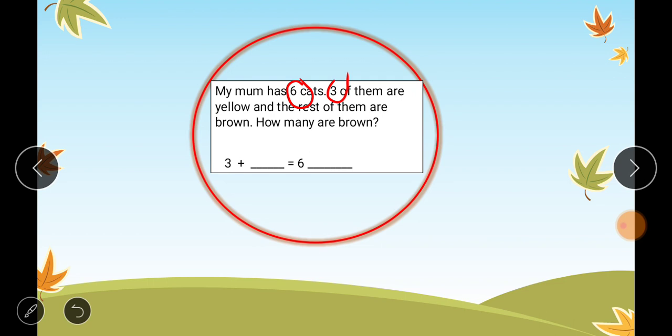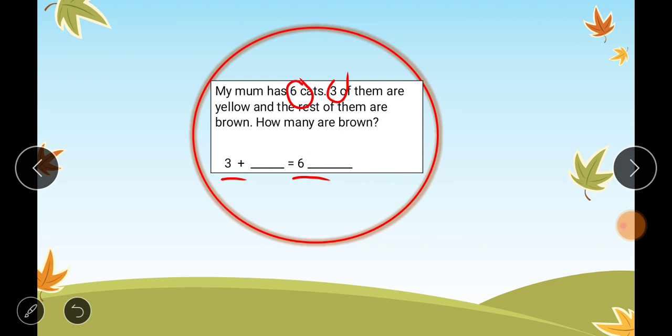My mom has 6 cats. So all the cats my mom has are how many? 6. So that is why this 6 is out here, because that is the sum of all the cats my mom has. 3 of them are yellow. That is the given addend. And the rest of them are brown. How many are brown? Can you take a guess how many of my mommy's cats are brown? So we want to solve that problem.